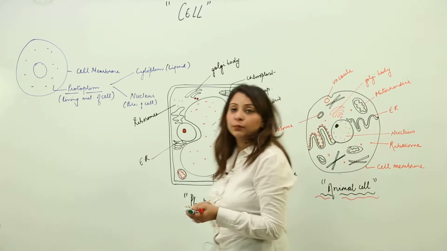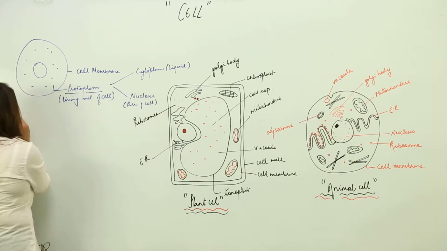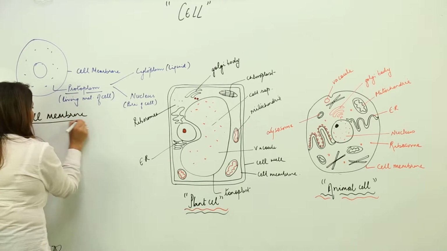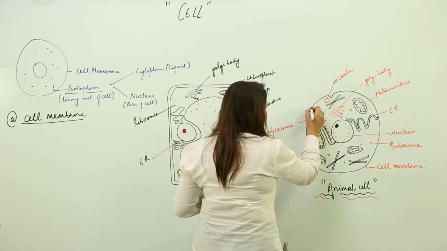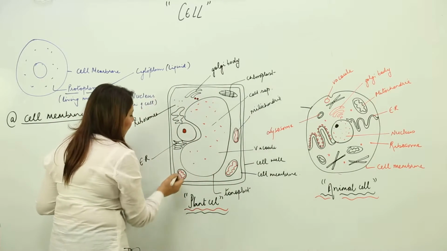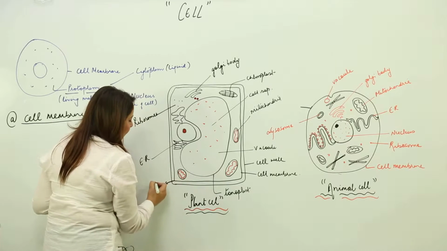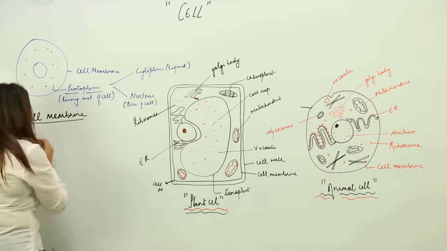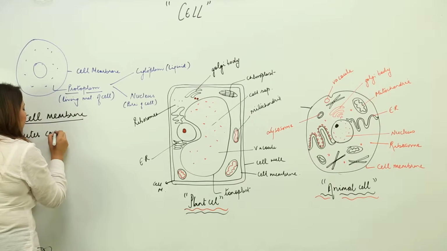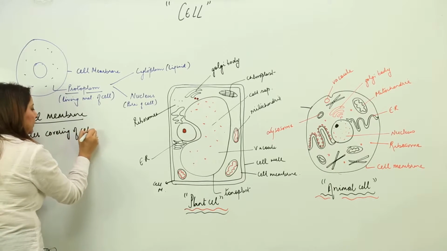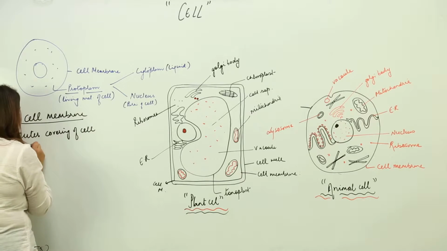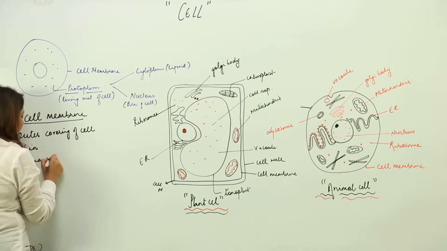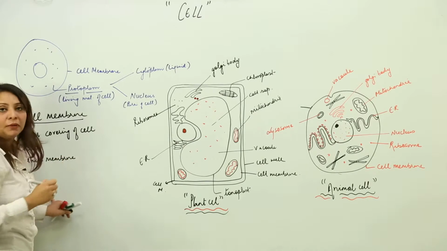Now we are going to study them one by one. Let us take the first component, the cell membrane. As you can see, this is a cell membrane, and moreover in a plant cell, the inner one is the cell membrane. If we want to write the characteristics of the cell membrane, obviously it is the outer covering of the cell. It is very thin. The other name for the cell membrane is the plasma membrane.